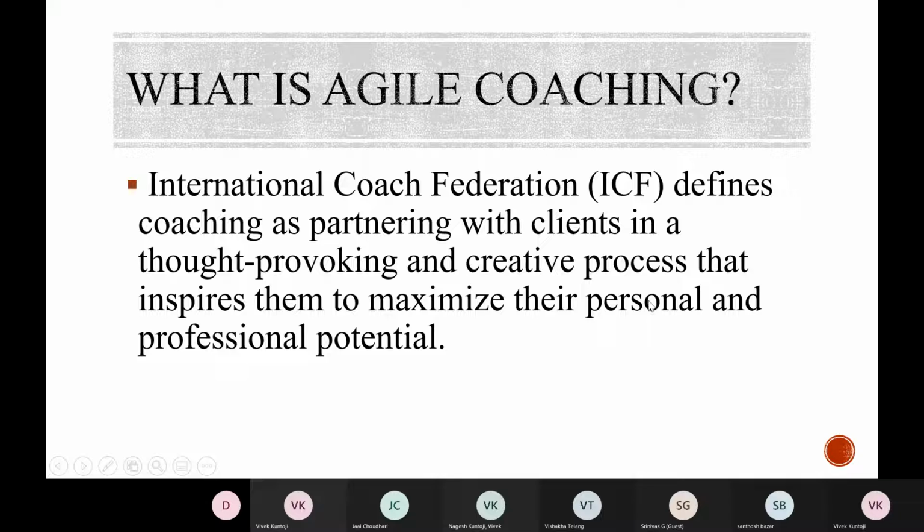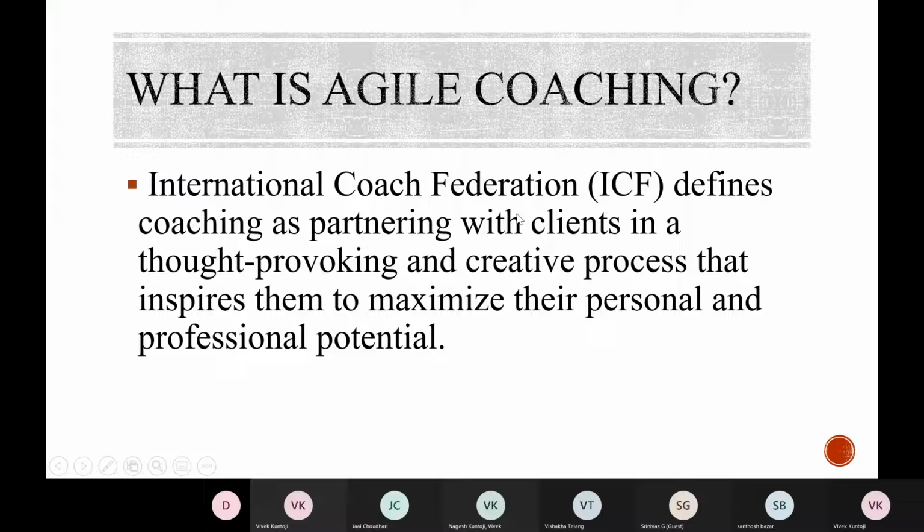And why is it a creative process? Because you cannot have any particular template when you go to coach people, a team, a program, whatever. It inspires them to maximize their personal and professional potential. With this thought-provoking and creative process, it inspires clients to maximize their potential. So we as coaches or Scrum Masters are empowering and enabling them to realize and maximize their personal and professional potentials. This is what agile coaching is as per ICF.